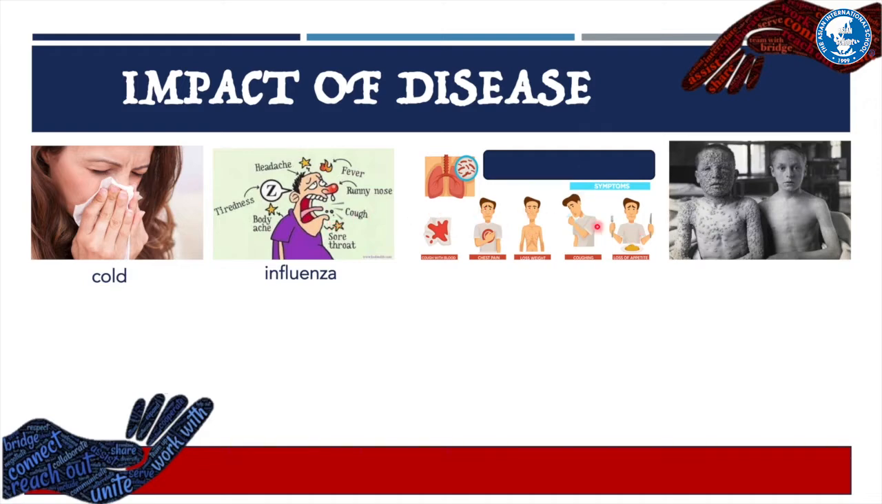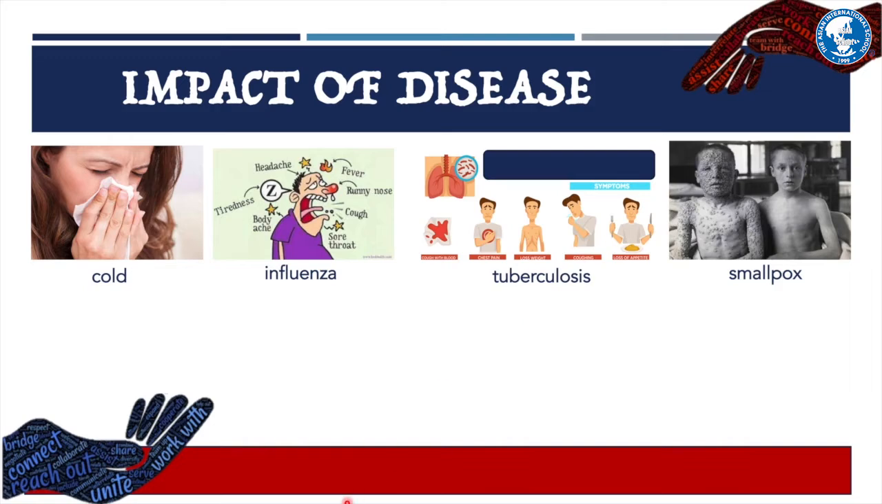And how about this one? Cough with blood, you have chest pain, you lost weight, and coughing. So those are the symptoms of this disease. Okay, we call it tuberculosis. And the last one, I know you don't want to see that. Okay, that's kind of gross, but okay, we call it smallpox.